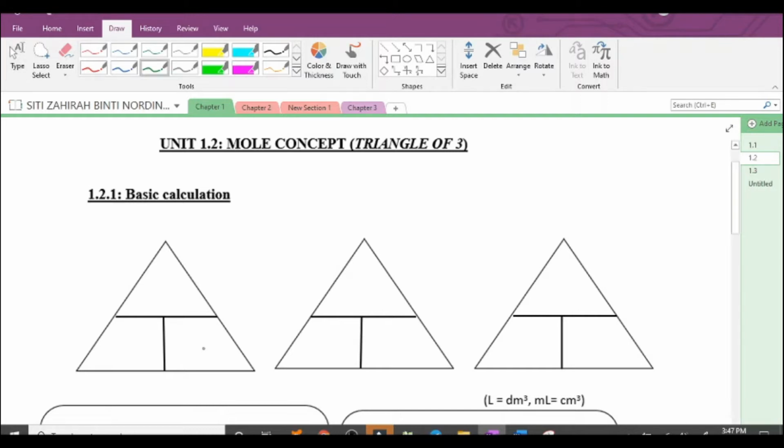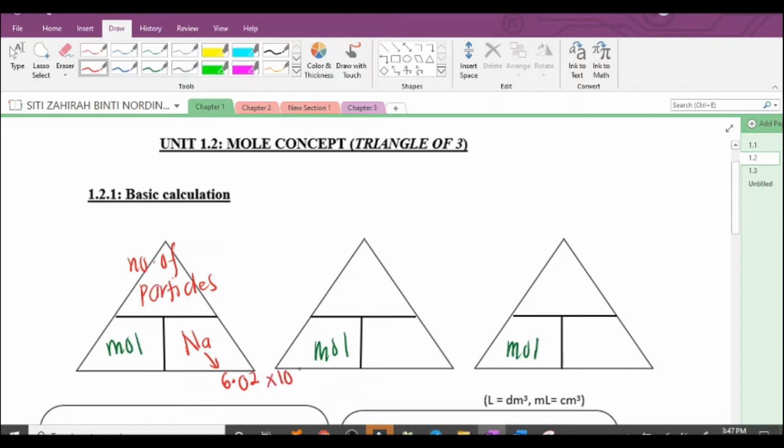So the first triangle is about number of particles, but first let's fill in the left side of the triangle with mole. The first triangle is about particles. Okay, so the top should be filled with number of particles, and the right side is the Avogadro constant in the unit of 6.02 times 10 to the power of 23 per mole.